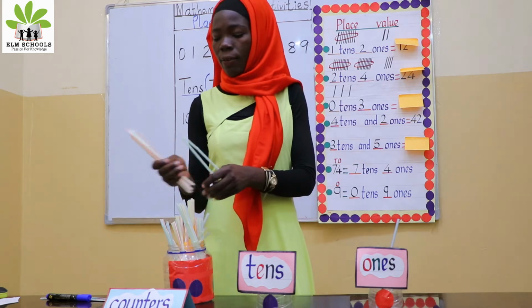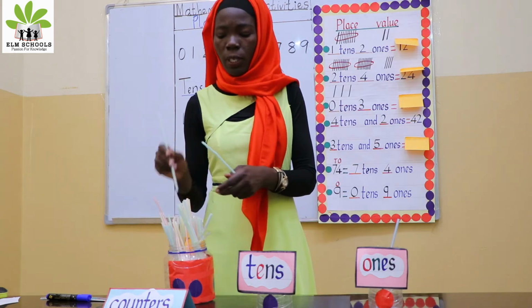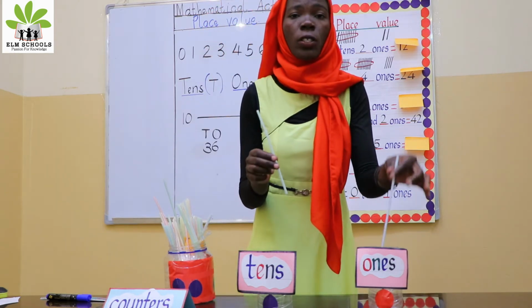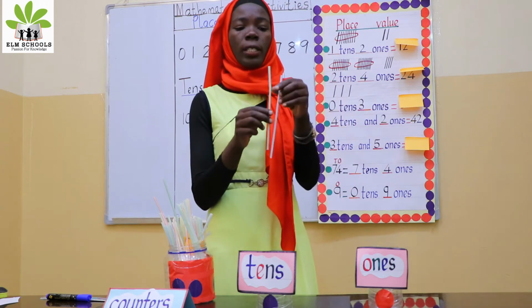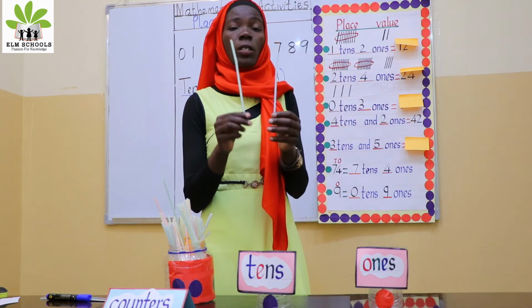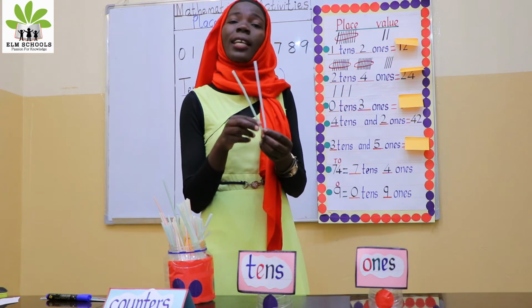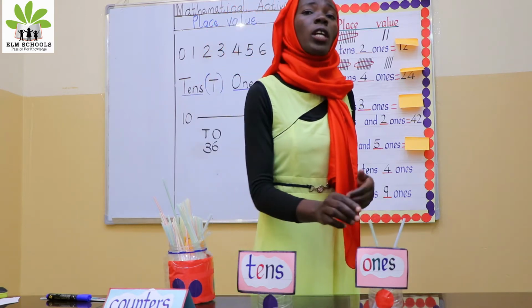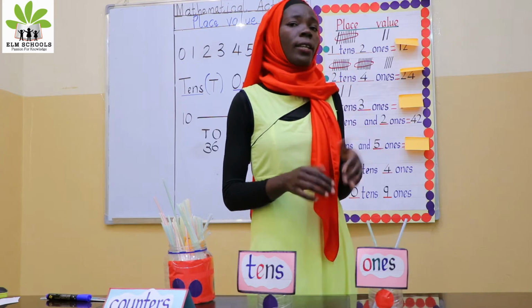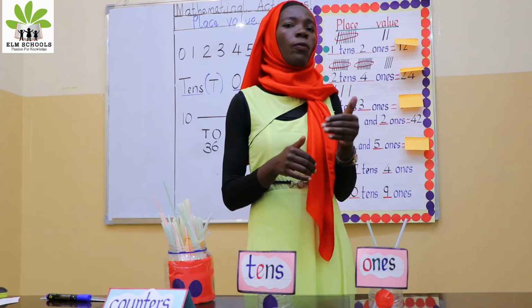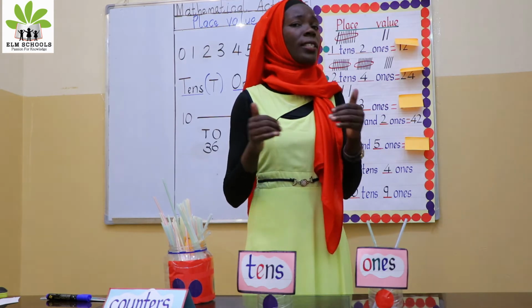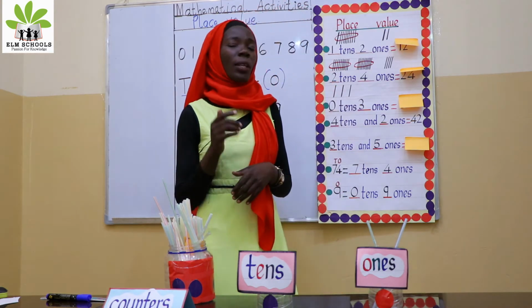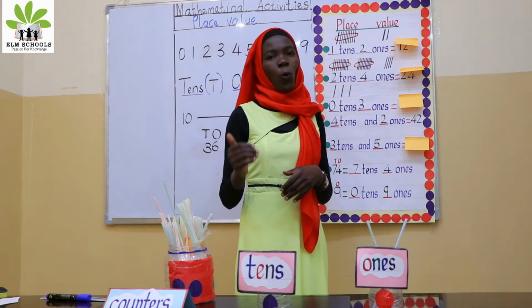I can have like 2. Here with me I have how many straws? Let's count. 1, 2. I have how many straws? 2 straws. They still belong in the place value of ones because they have not gone beyond number 9. Same to 3, 4, 5, 6, 7, 8, 9. They are still in the place value of ones.